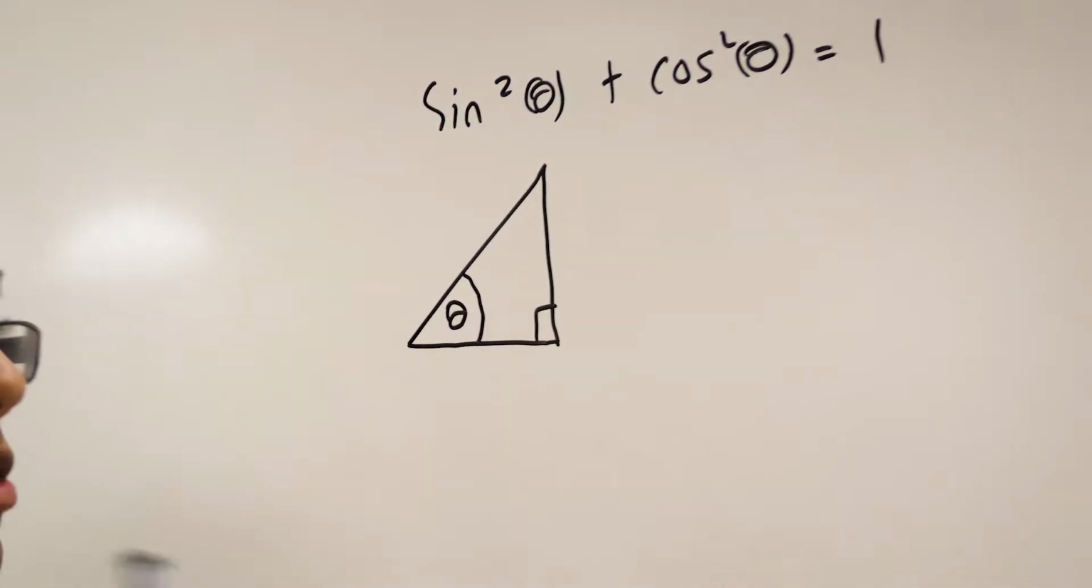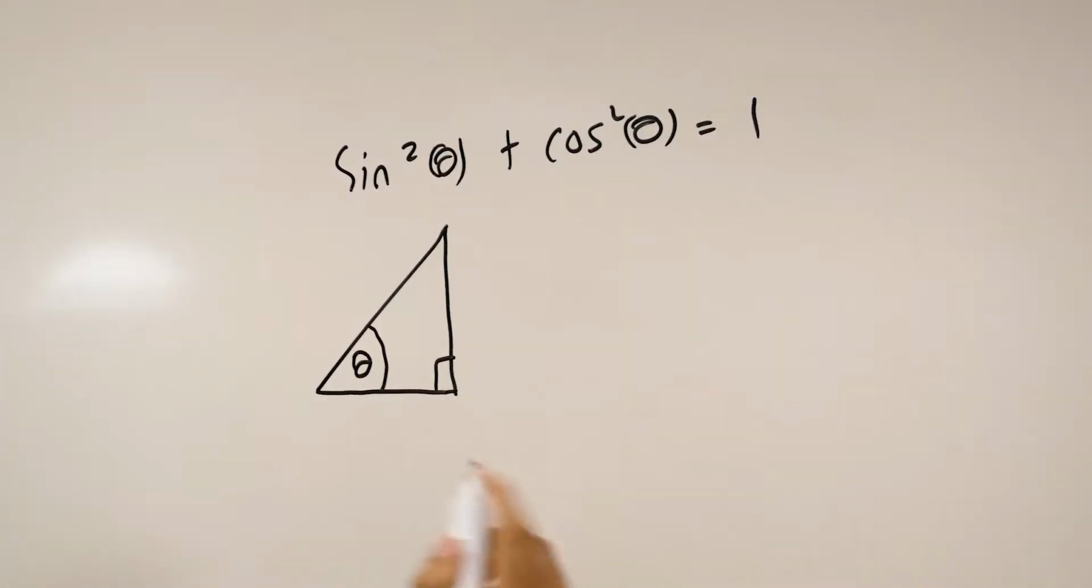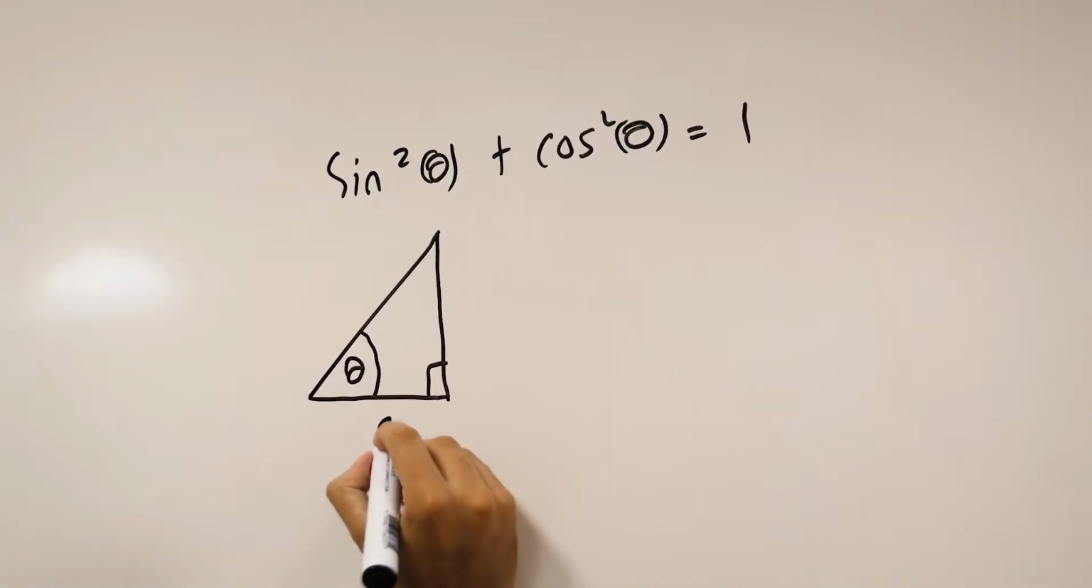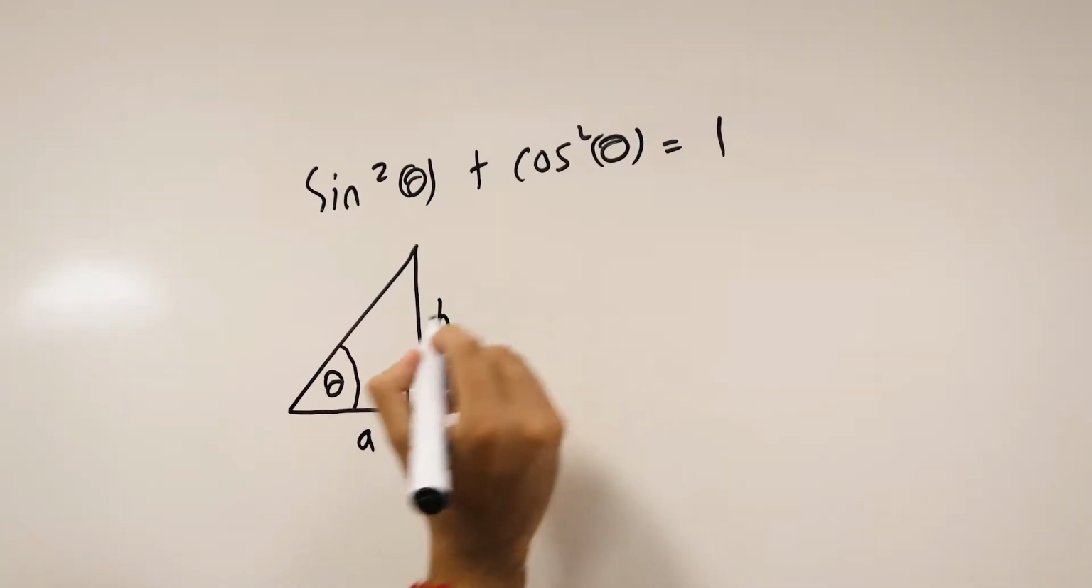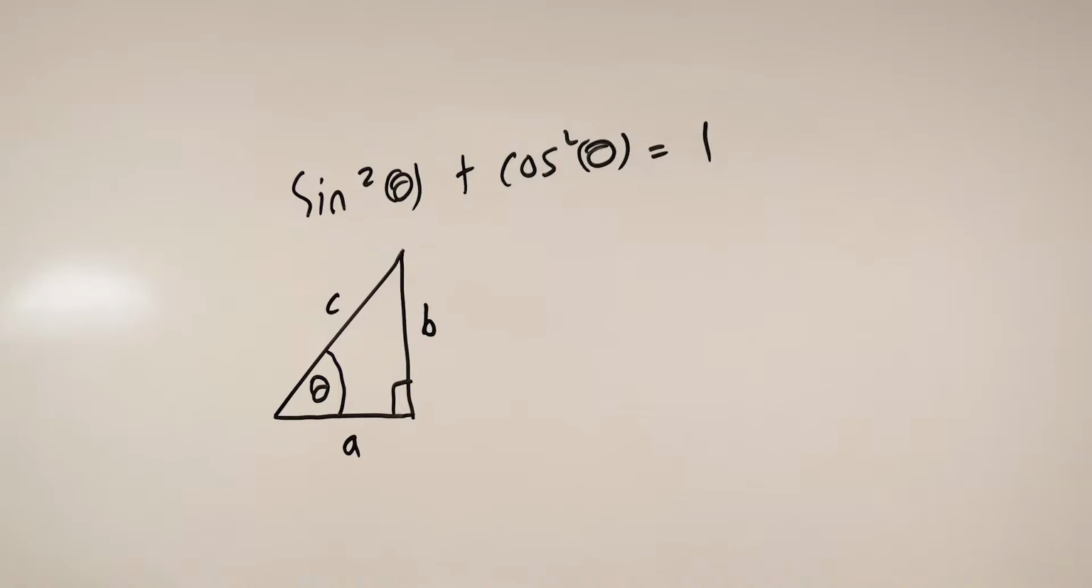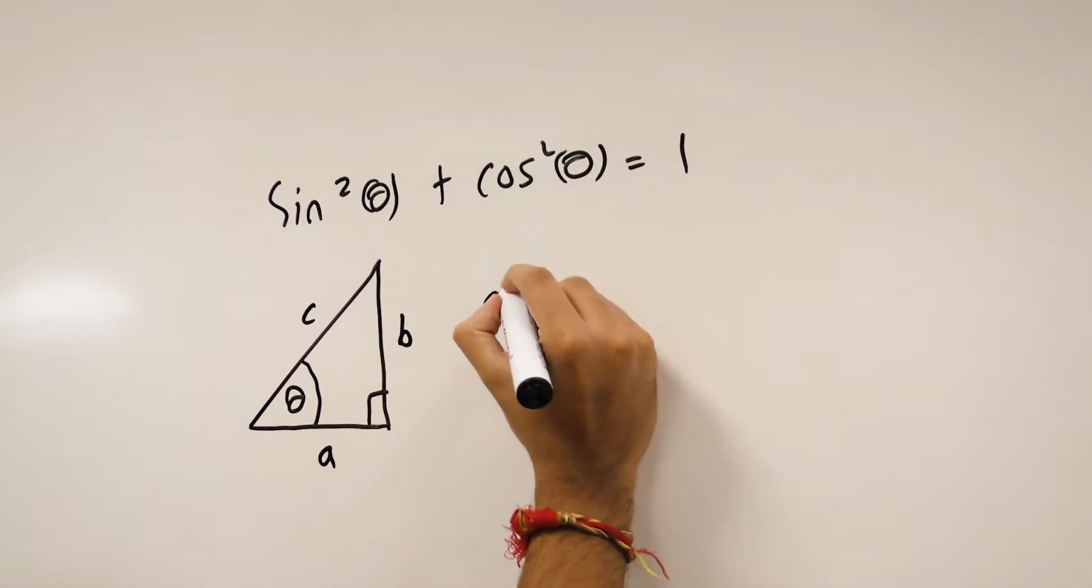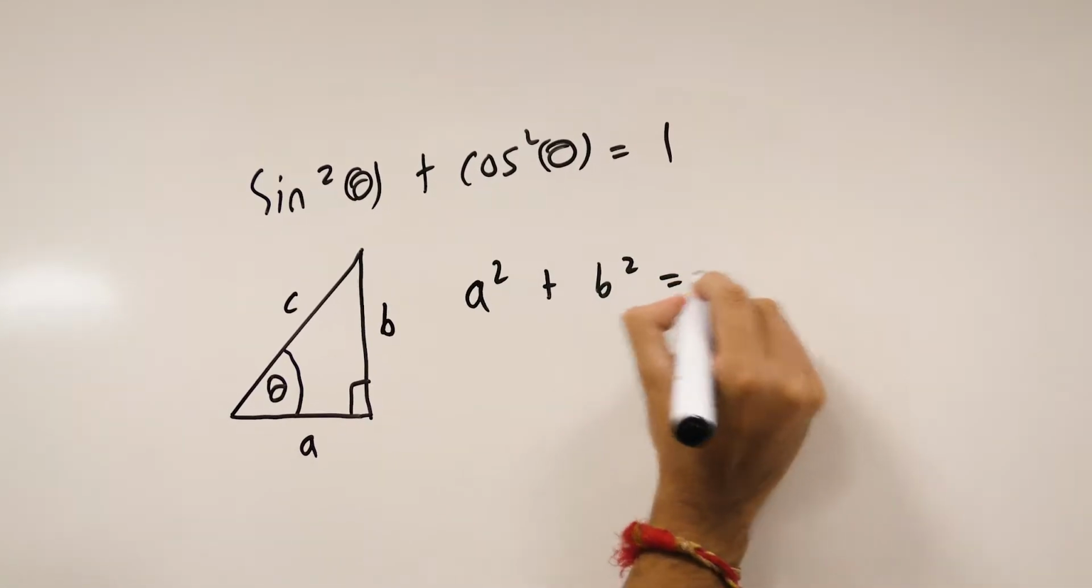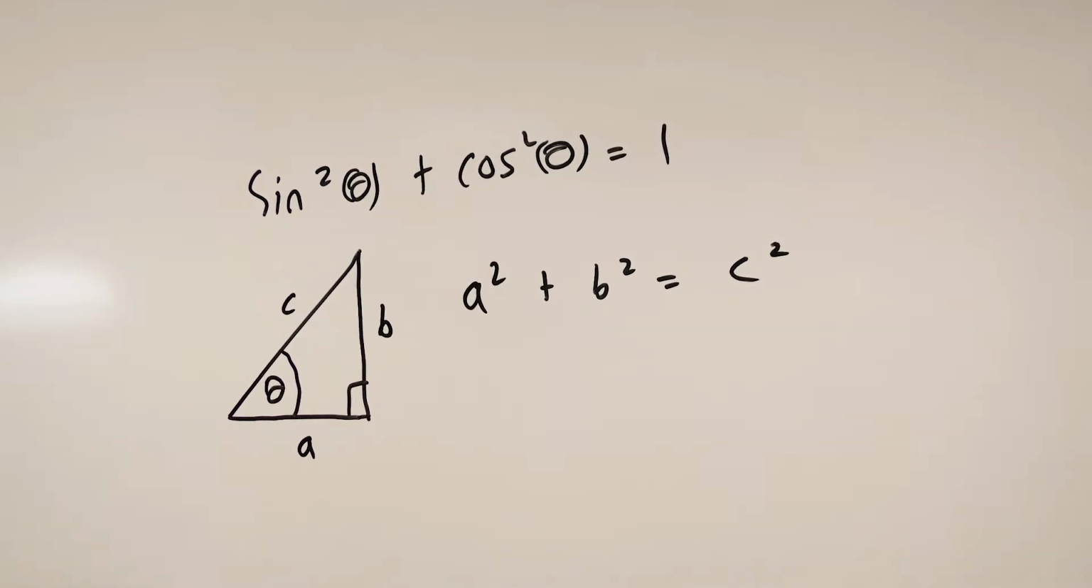Let's try and use Pythagoras' theorem, or at least let's try and label this triangle so that we can use Pythagoras' theorem. So I'll call this side A, this side B, and this side C. And as we know from Pythagoras' theorem, a squared plus b squared equals c squared, the lengths of the sides.